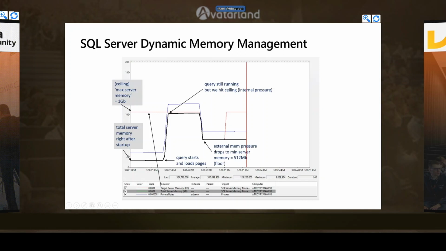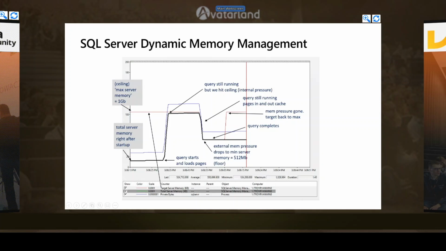And the minimum was 512 meg. That's the floor I set in this example. So the red line will not go below that. But notice the total and the target are now the same, effectively. Now, look here, the query is still running in this example of external memory pressure. So again, we're bringing pages in and out of cache. We call this cache sloshing. That's a term that you may see, and you'll see page life expectancy go way down because of this scenario. Now, let's say the query finishes at this point right here.